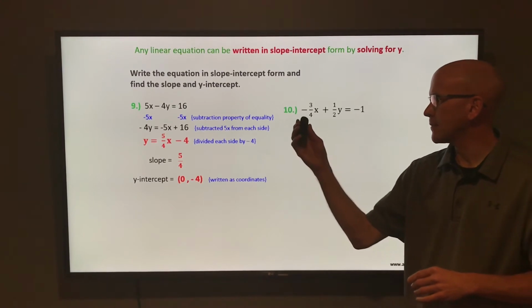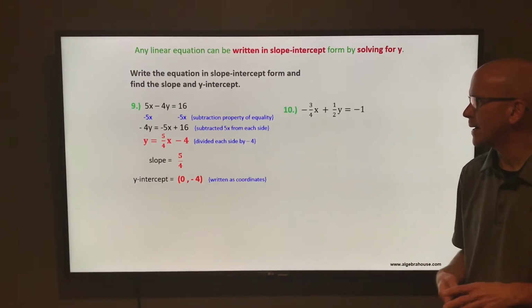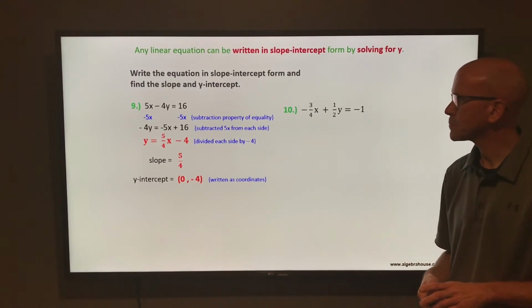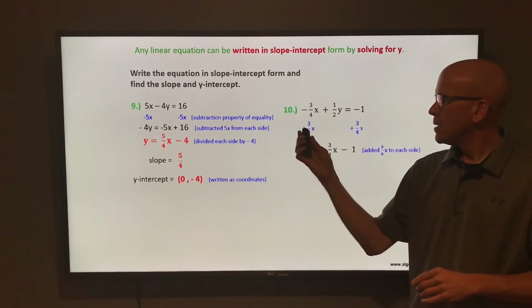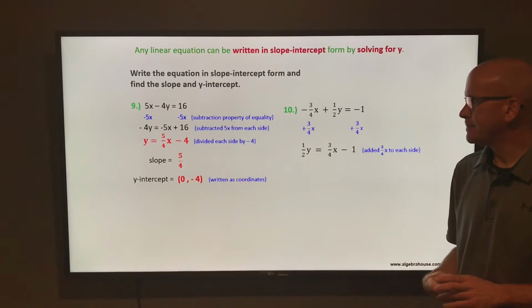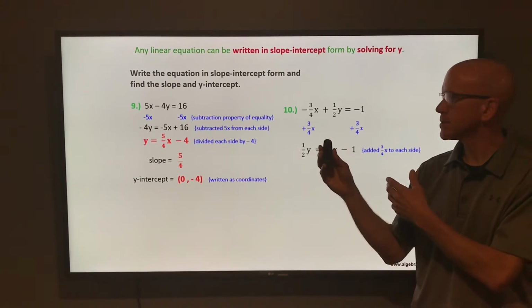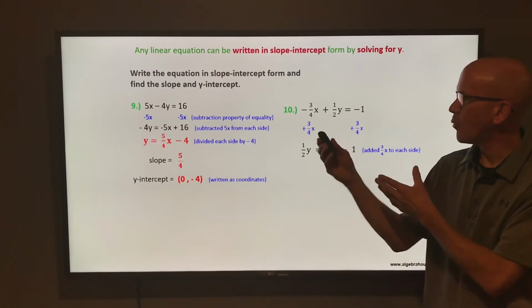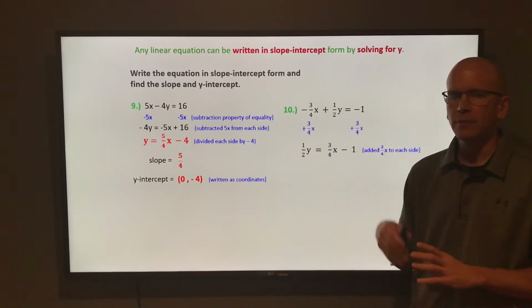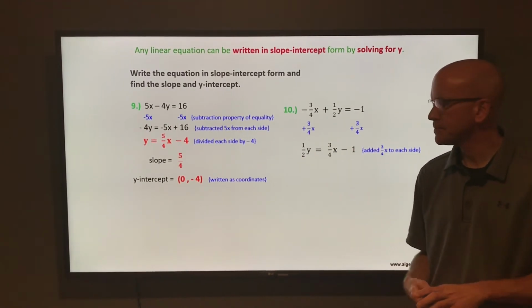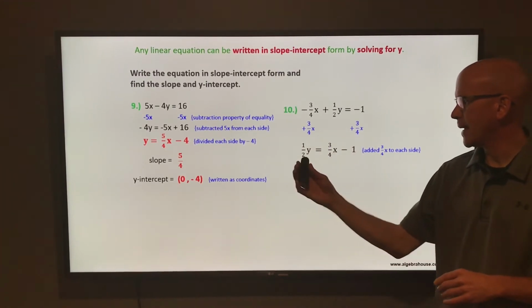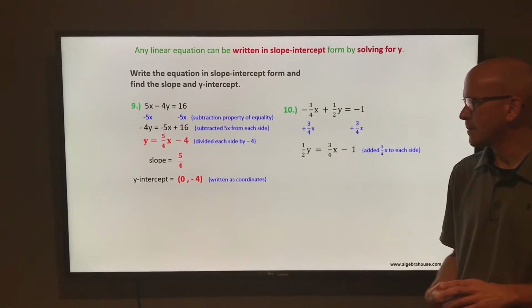For this line, -3/4 x plus 1/2 y equals -1. Notice you have some fractions to deal with. You could add 3/4 x to each side, but if you wanted to get rid of the fractions, you could also multiply the entire equation by either 4 or -4. That would clear out all the fractions, at least at the beginning. So if you add 3/4 x to each side, you're going to have 1/2 y equals 3/4 x minus 1.